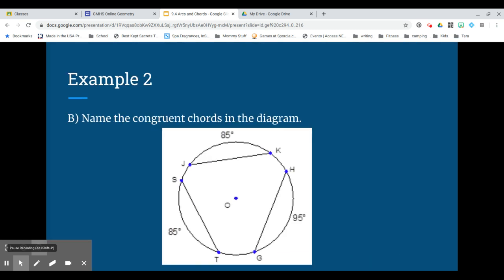Here's another example. This one asks us to name the congruent chords in the diagram. You can see that there are 3 arcs that are labeled. JK is 85 degrees, GH is 95 degrees, and ST is 85. You can tell 2 of them are both 85. They are going to be the congruent chords. So JK and ST are congruent chords.